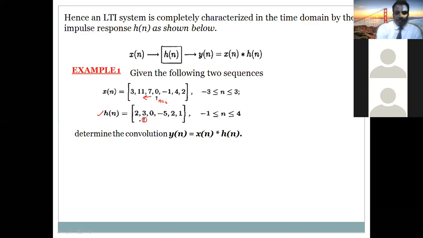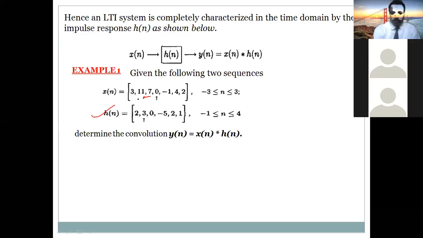So how many samples to the left? For input, we have 3 samples to the left of the arrow. How about for impulse response? How many samples to the left? 1. Very good. So add the 2.